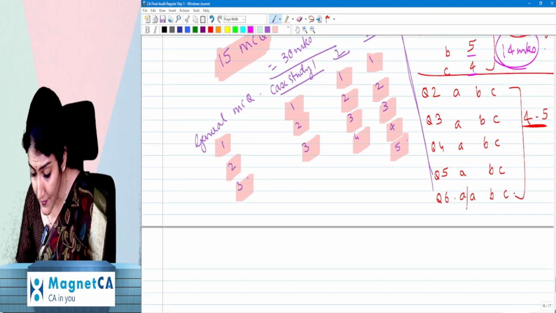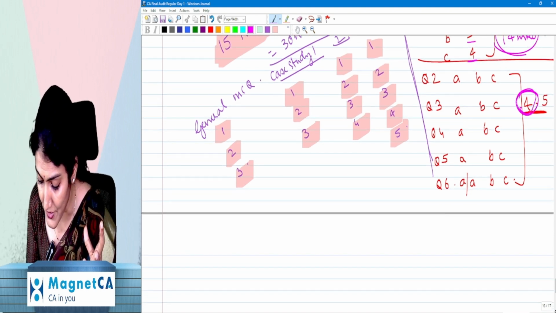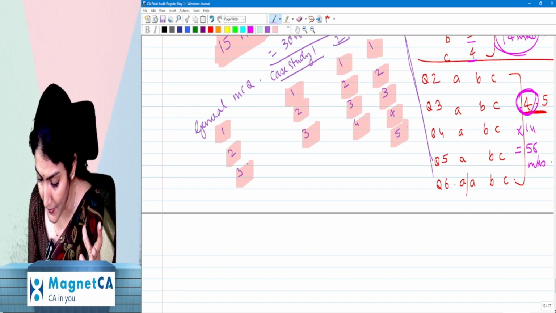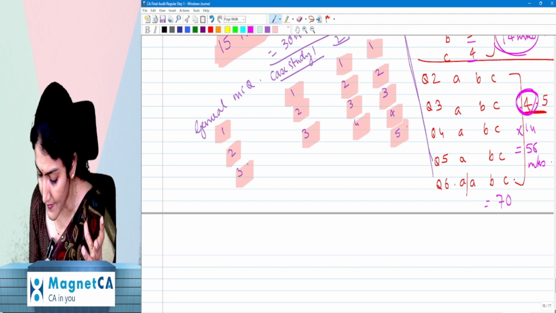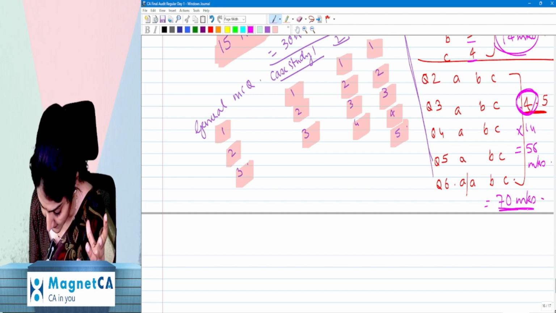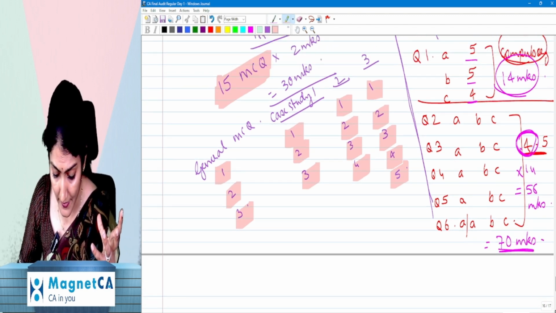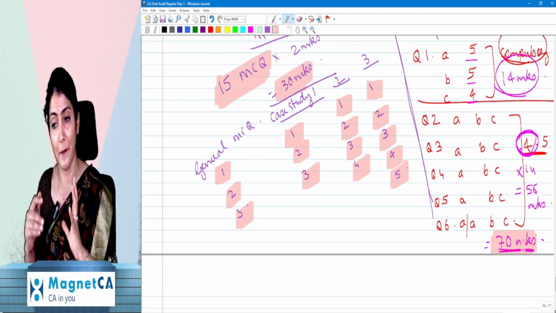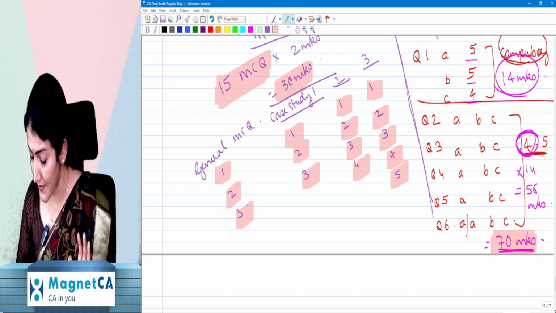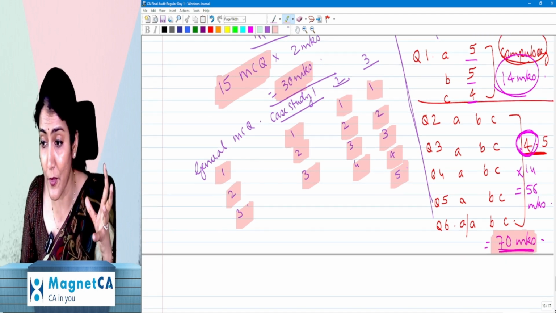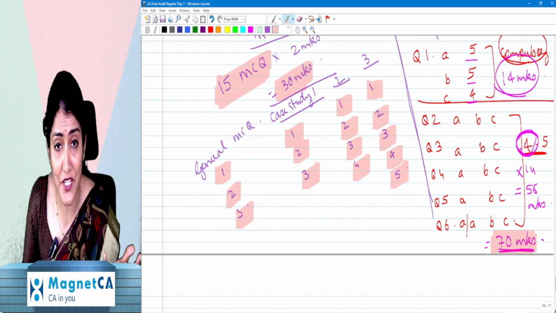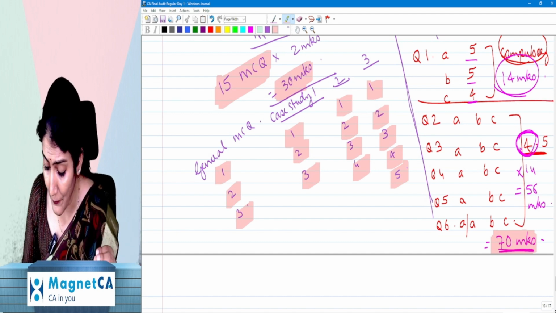After this 14 marks, you have these 4 questions of 14 marks each, which is 56 marks of your paper. So 14 plus 56 is the 70 marks of your paper. So 30 marks from the MCQ and 70 marks from the theory part. Is everybody able to follow the format of the paper? What question will come? Are you able to follow?